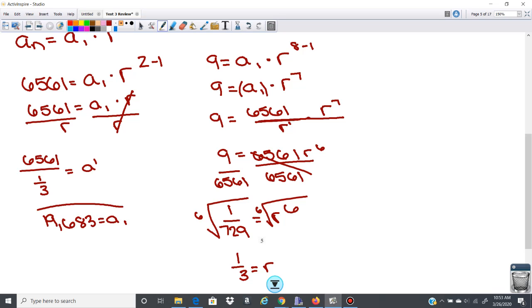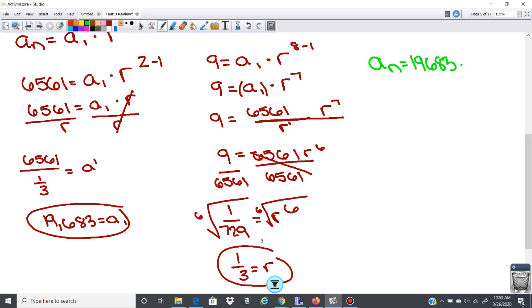So my a sub 1 is 19,683, and my ratio is 1/3, meaning the formula for this is going to be a sub n. Let me use a different color, you're probably sick of that one. Neon green here. a sub n equals a sub 1, which is 19,683, times 1/3 to the n minus 1.